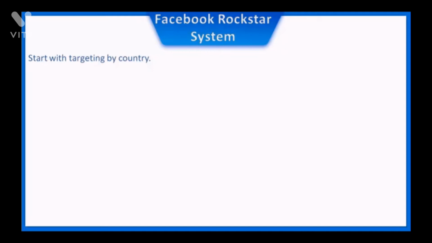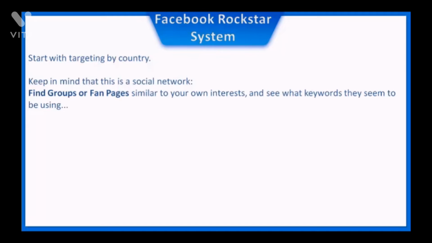Other options will be presented to you based on the country you select, and you can actually select up to 25, though this will preclude you from being specific as to city. You always have to keep in mind that this is a social network. Find groups or fan pages similar to your own interests and see what keywords they seem to be using. But remember, above all, Facebook for its users is all about easy entertainment, not concentrated searches.